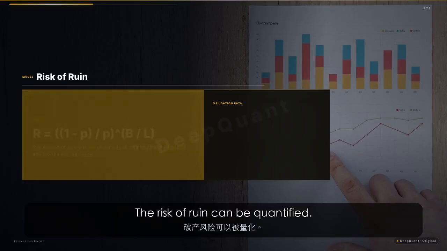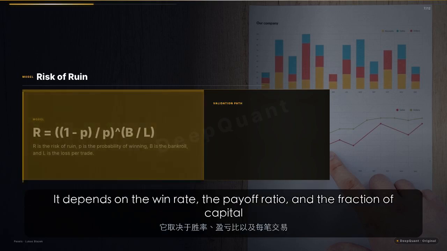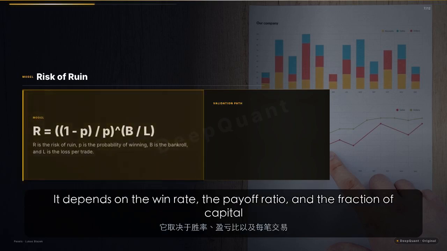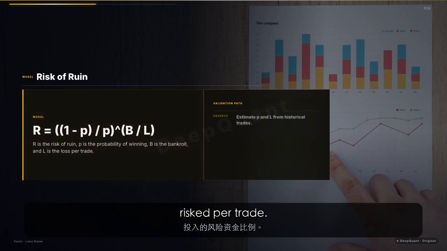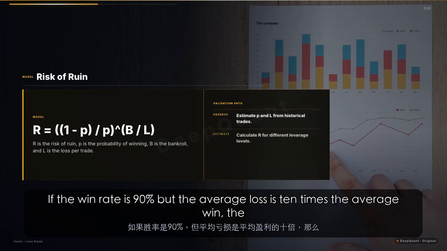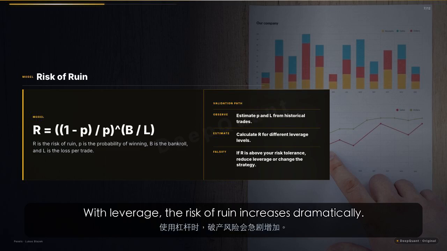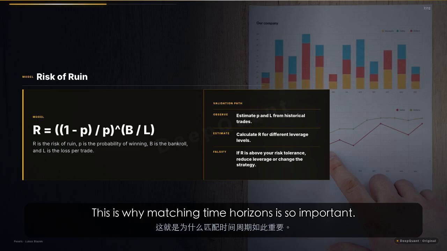The risk of ruin can be quantified. It depends on the win rate, the payoff ratio, and the fraction of capital risked per trade. If the win rate is 90% but the average loss is 10 times the average win, the expected value is 0. With leverage, the risk of ruin increases dramatically. This is why matching time horizons is so important.